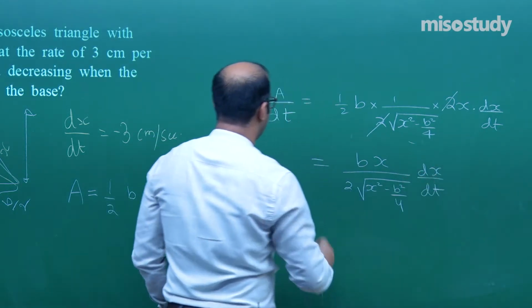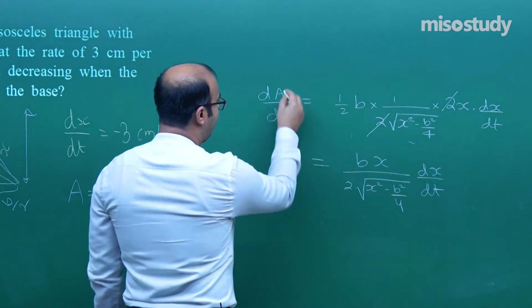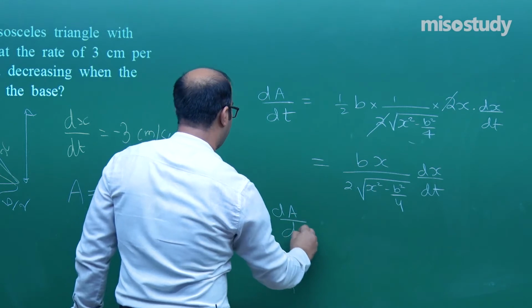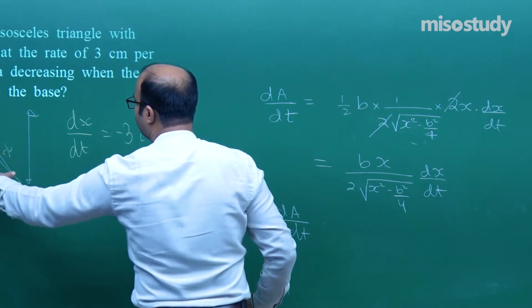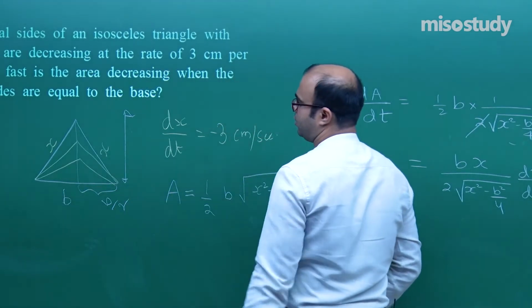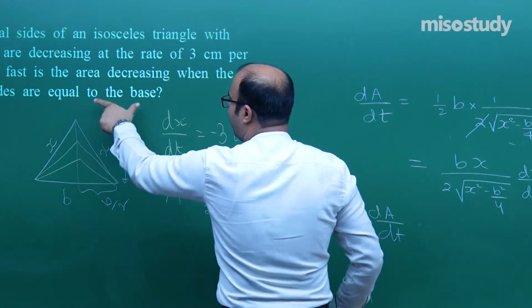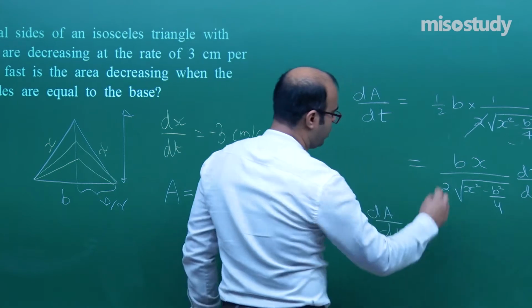Now it is said that you have to find the rate of decrease of area when this x is actually equal to the base length b. It is saying when the two equal sides are equal to the base, that is x equal to b.